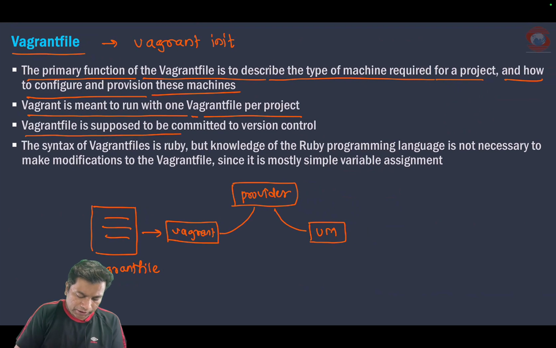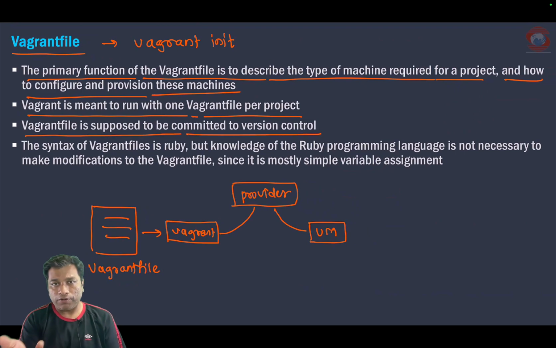The Vagrantfile is supposed to be committed to version control. That's the beauty of it. As I explained in the other sessions, this one is going to be under version control, which means you can collaborate with your colleagues on this file and improve it over time.